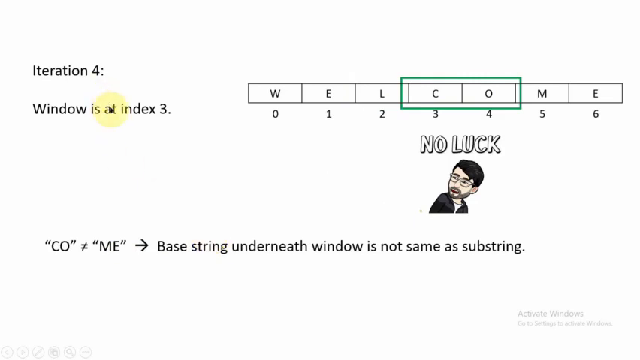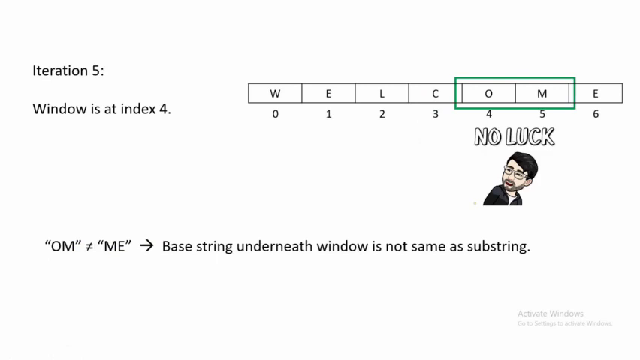In iteration 4 we are placing the window at index 3. Underneath the window we have CO in the base string. CO is not matched with ME, that is our substring. Again there is no luck. Then we go for the next iteration. In iteration 5 we are placing the window at index 4. Underneath the window we have OM, which is not matched with our substring. Then we have to go for the next iteration.